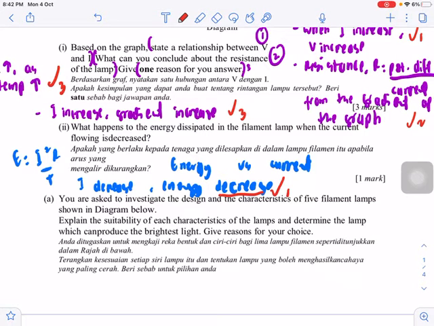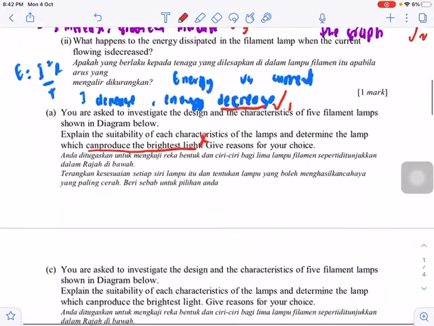You are asked to investigate the design and characteristics of 5 filament lamps shown in diagram below. Explain the suitability of each characteristics of the lamp and determine the lamp which can produce the brightest light. Give reason for your answer. Okay, so yang ni bila you tengok dekat soalan ni, dia ada bagi karakteristik kat situ kan. Can produce the brightest light ni, tak boleh nak ulang sebagai reason dekat dalam you all punya choices nanti. So tak boleh guna untuk reason bila you state dia punya karakteristik.